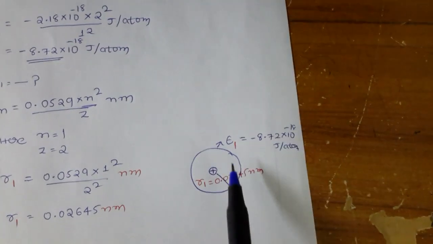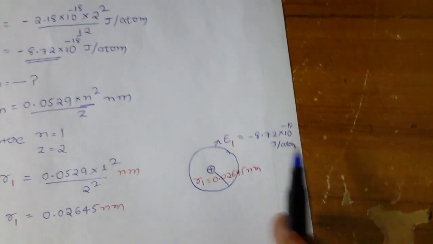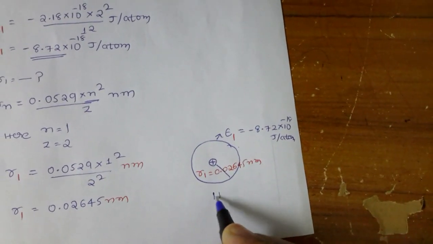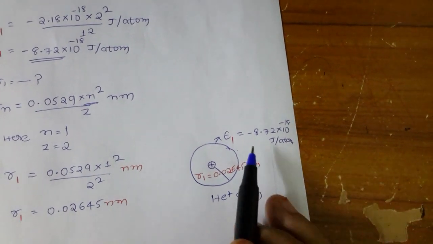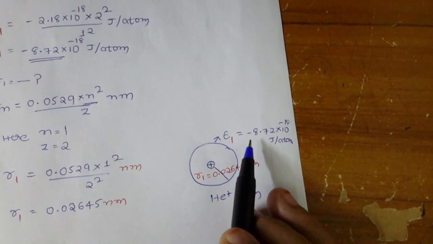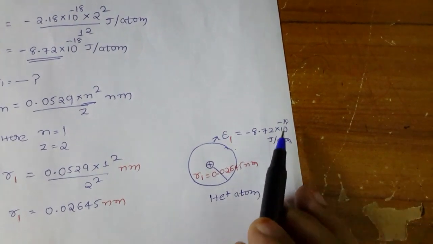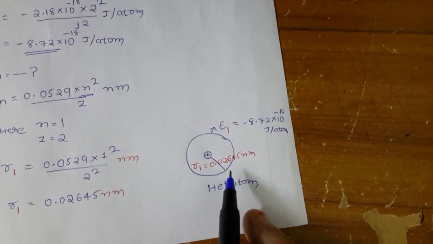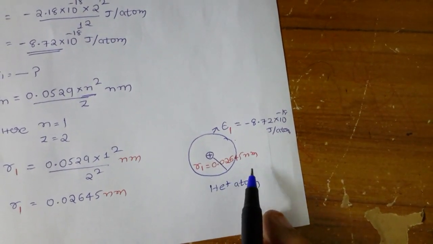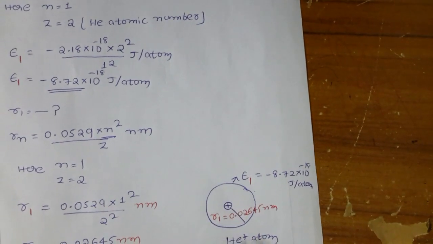So for our question, the energy of the He plus atom is minus 8.7 into 10 power of minus 18 joule per atom, and the radius is 0.02645 nanometers. This is the question they asked. We solved it.